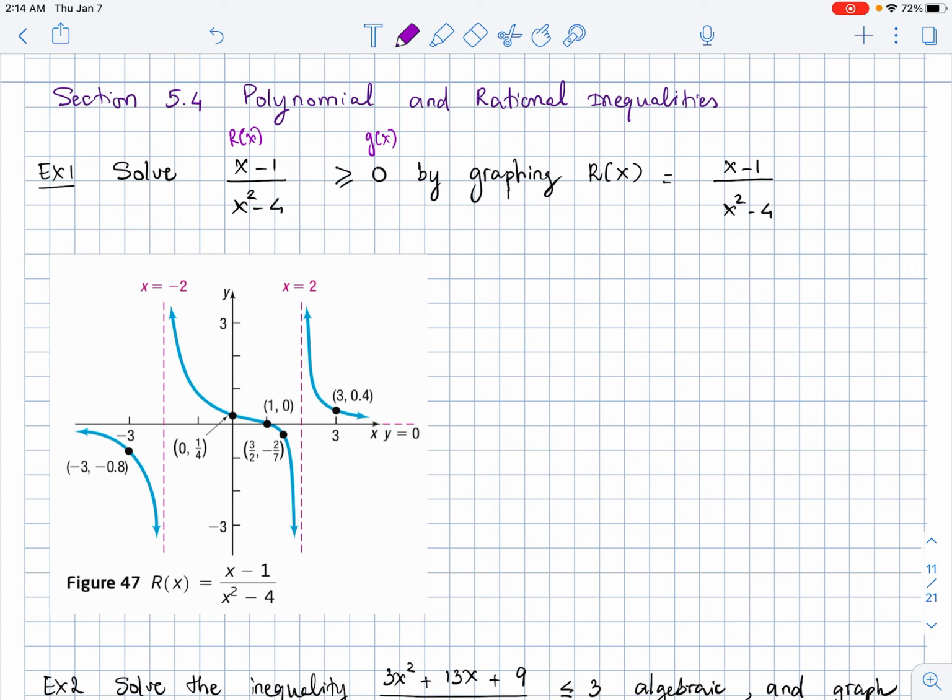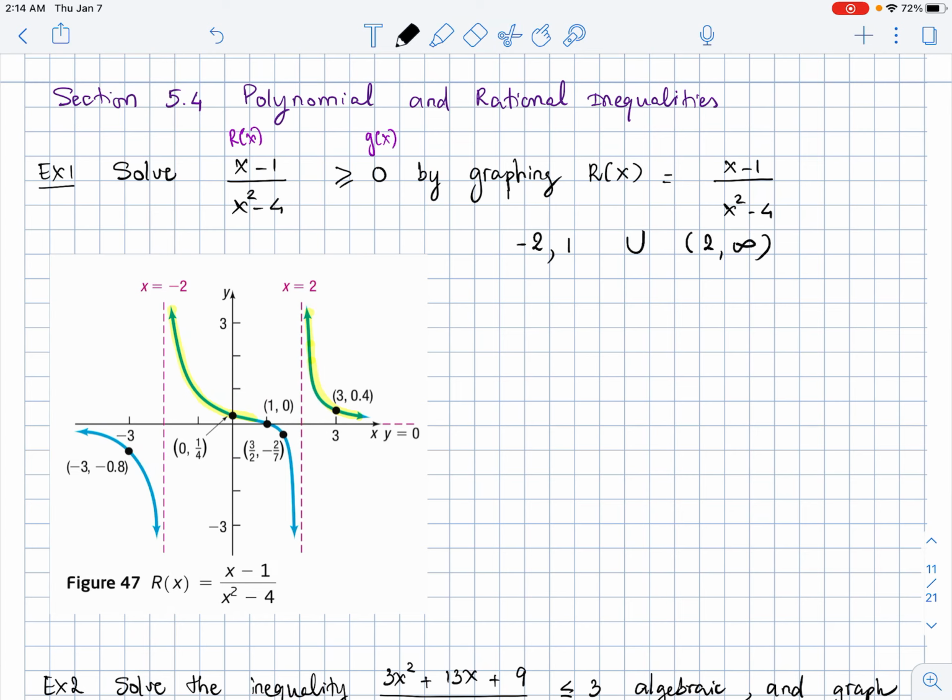So f of x greater than g of x, we are looking for the pieces that are above the y equals 0 line. So we look at these pieces. They are above the x-axis, so that would be the answer for this problem. The two yellow pieces are the answer. The answer for this problem is from -2 to 1 union 2 to infinity.